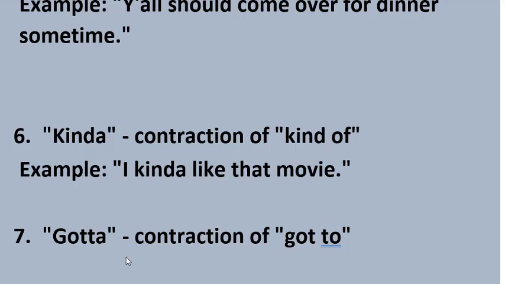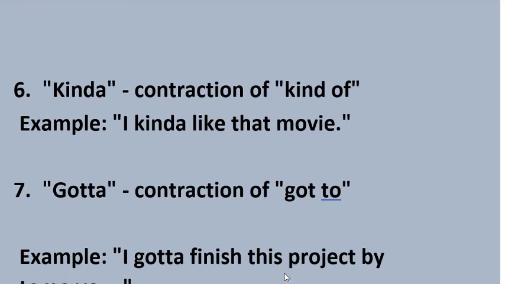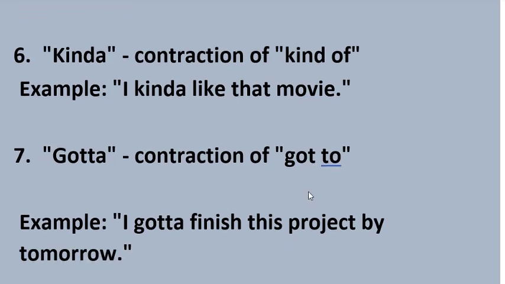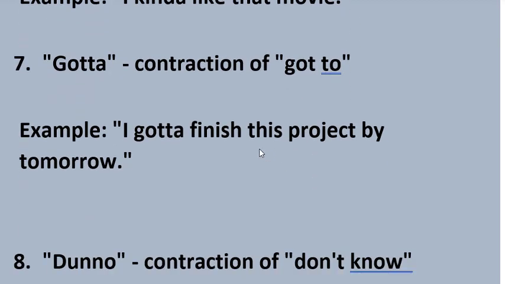Gotta هي اختصار لـ got to. Gotta يعني يجب أن. Example: I gotta finish this project by tomorrow. يجب أن أنهي هذا المشروع أو الدراسة بحلول الغد.